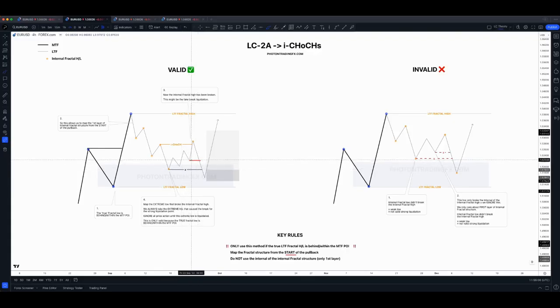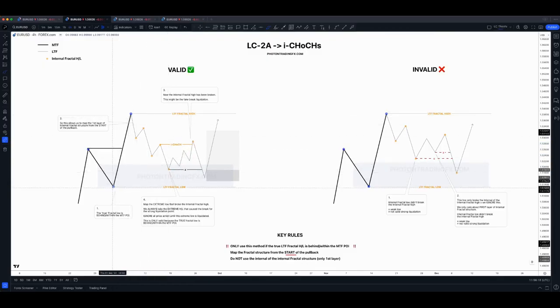For the strong liquidation point, we always take the extreme point that led to the CHOC, to the break, okay? Because we want to take the lowest point. We want to take the best area where there's going to be the strongest liquidity, and that's always going to be the lowest point, okay?